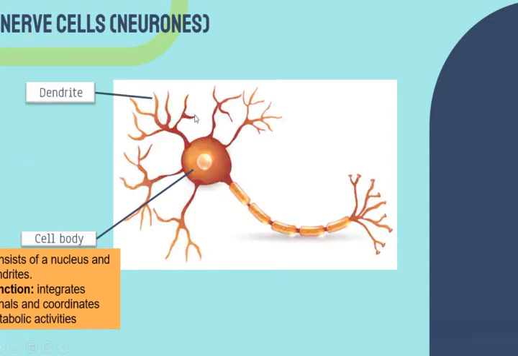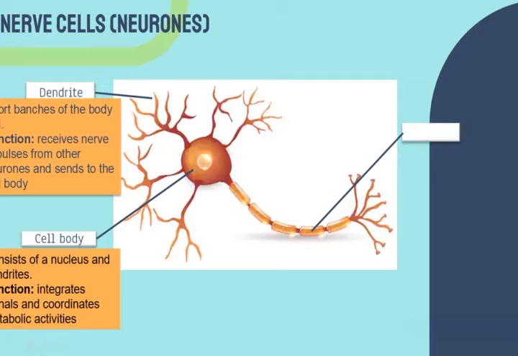We go to the second structure, which is dendrite. This is referred to the dendrites, and this one also is dendrite. What is a dendrite? It is short branches of the cell body. What is the function of the dendrite? It receives nerve impulse from other neurons and sends it to the cell body.